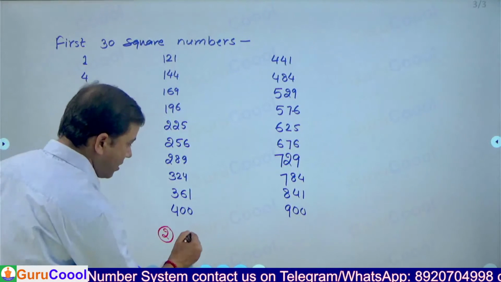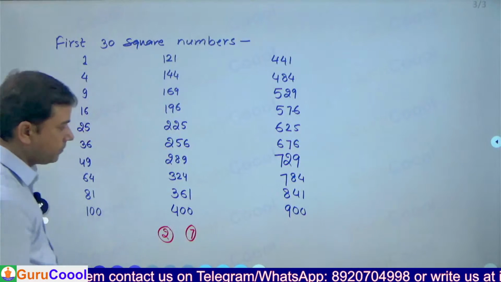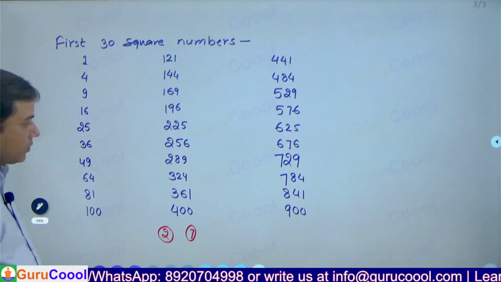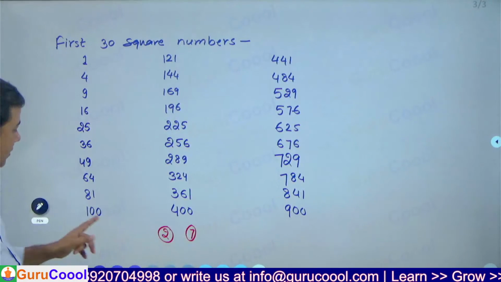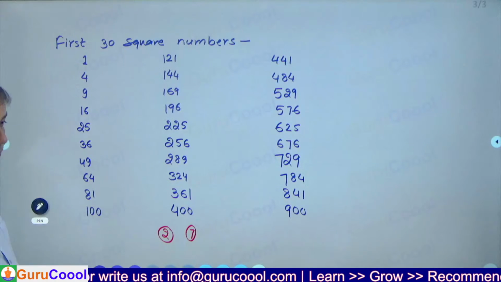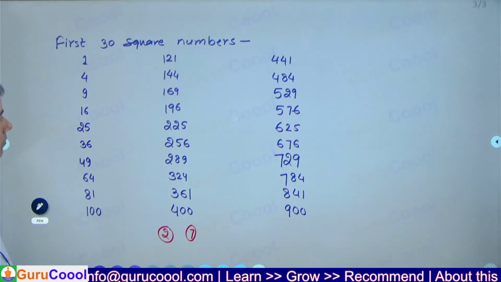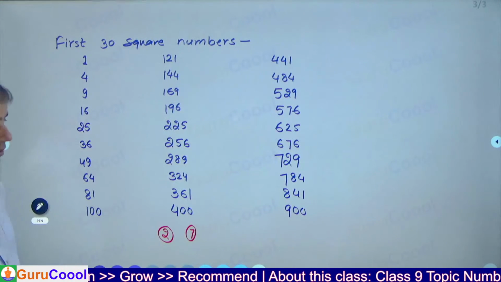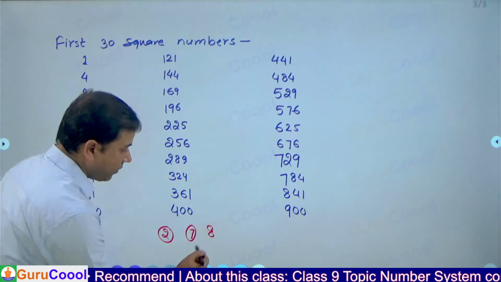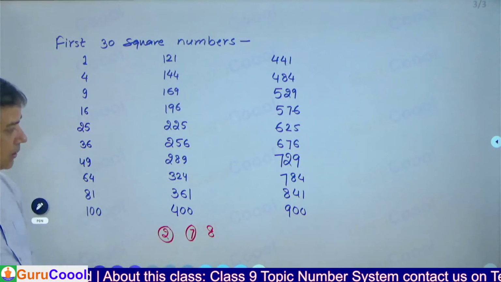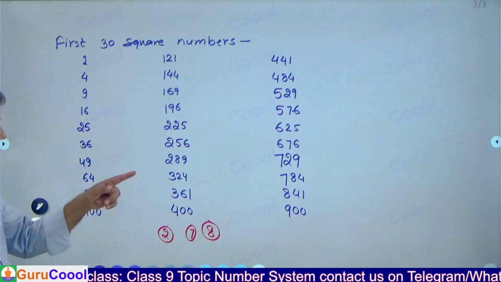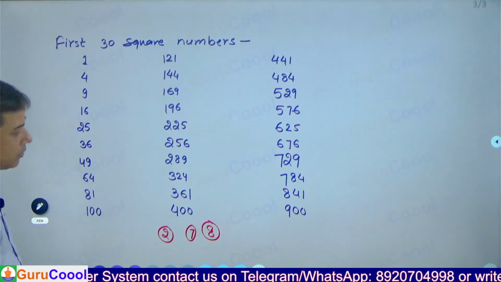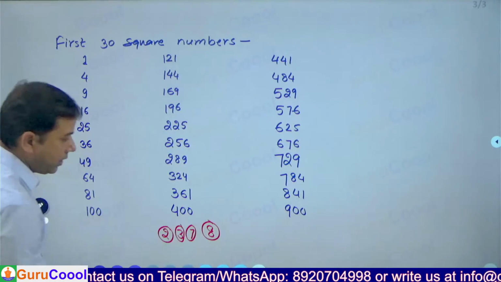Do you see 7 at ones place of any of them? No, sir. Check it properly. 7 at ones place, any of them? So there is no 7 at ones place. Do you see 8 at ones place of any of them? No, sir. Do you see 3 at the ones place of any of them?